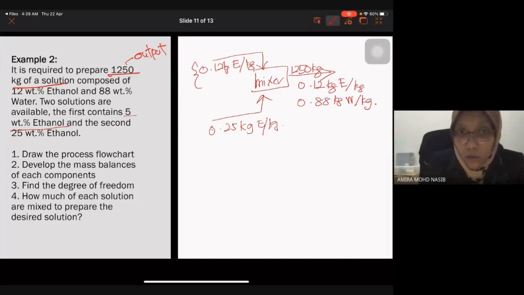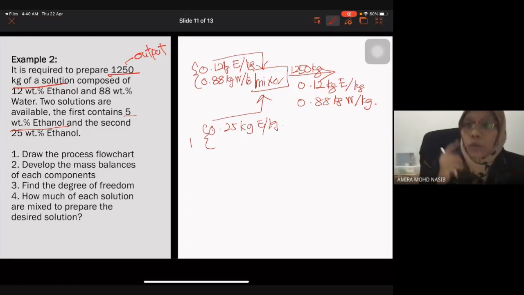You should know that the summation of ethanol and water must be equal to 1. So this one should be 0.88 kilogram of water per total. And this one also should equal to 1, because it's a composition. Either mass composition or mole composition, the total composition of that stream should equal 1. So this one is 0.75 kilogram of water per total.